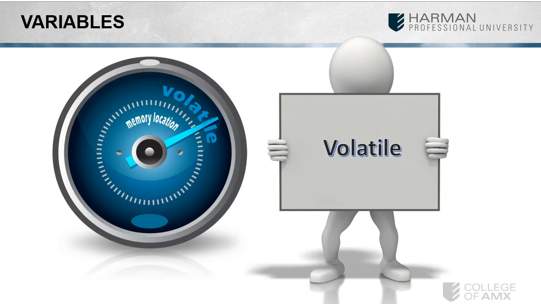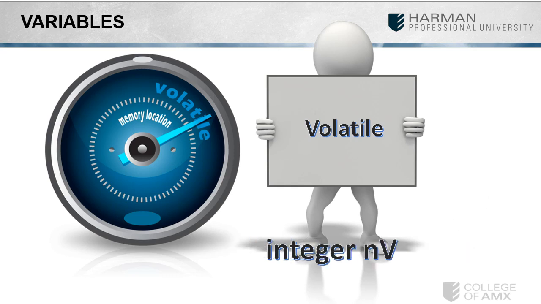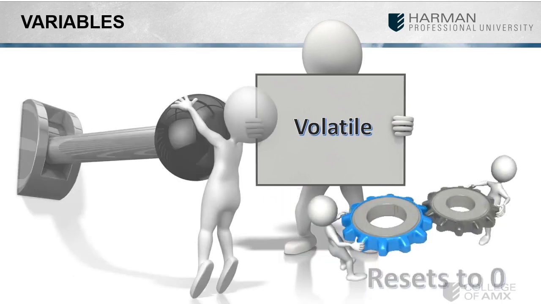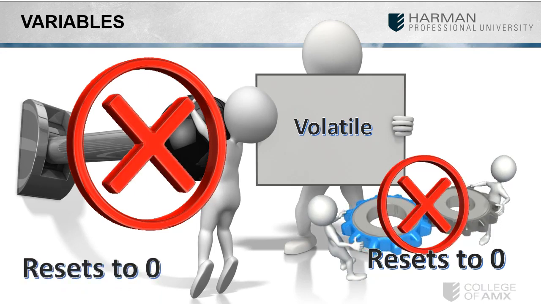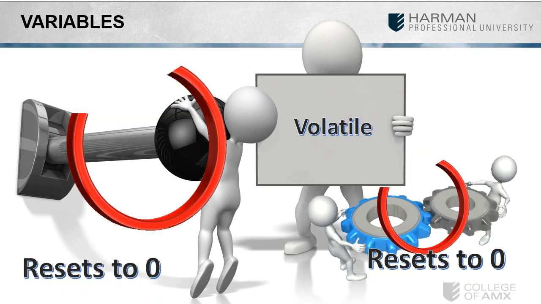Volatile memory is faster and more plentiful than non-volatile memory. In order to use volatile memory, you must define the variable as volatile. If you do not include a persistence type in your variable definition, non-volatile is assumed. Volatile persistence variables are reset to 0 when a program is loaded to the master, and are also reset to 0 upon a system reboot.